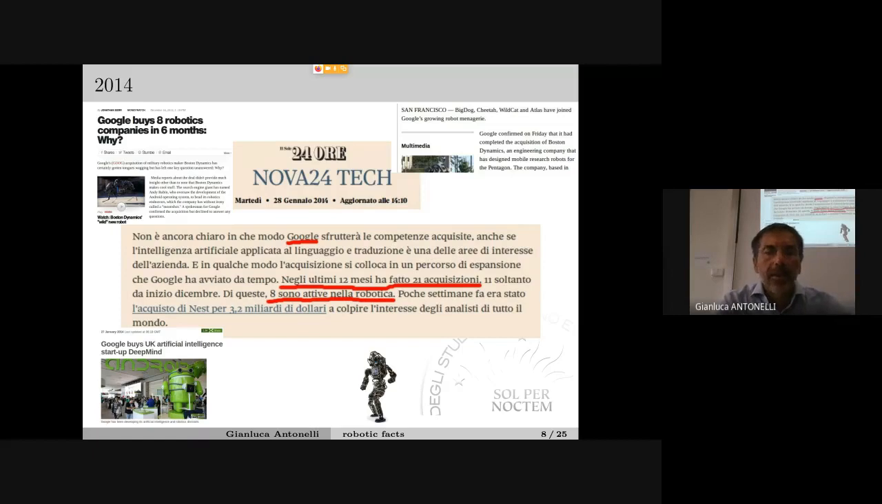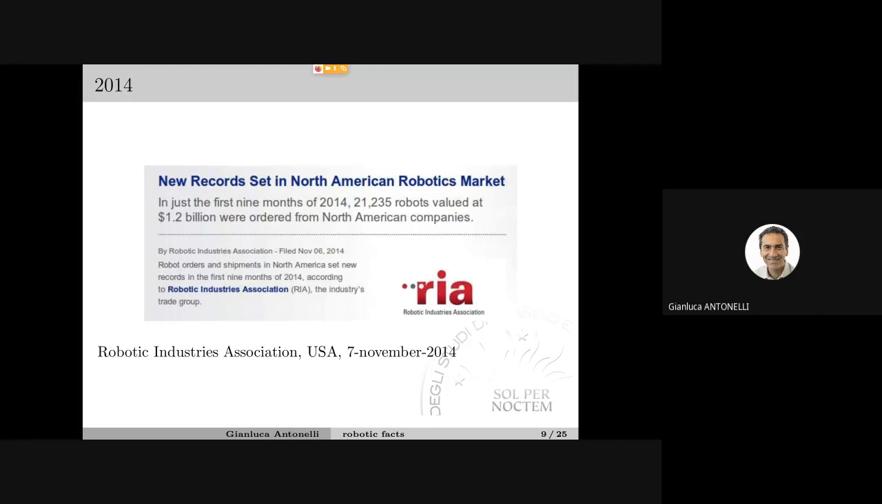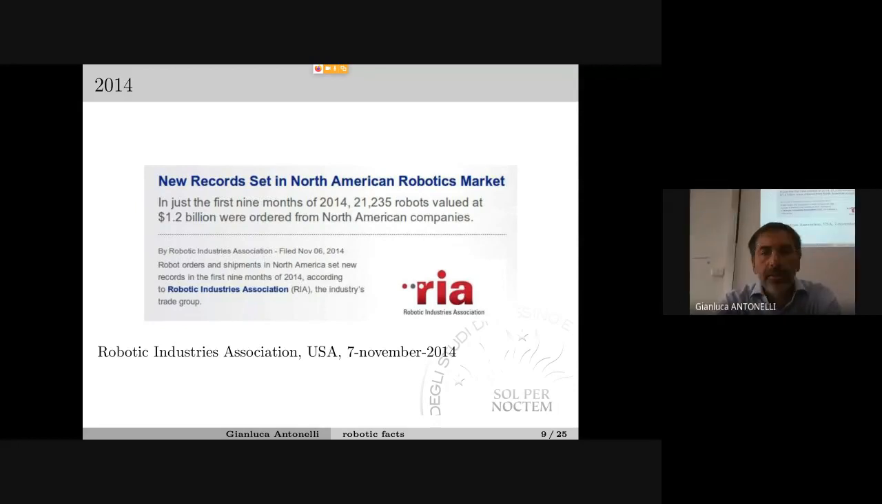2014, this is in Italian, I'm going to translate, but here we have a title in English. Google bought 21 companies in 2014, and 8 of those companies were related to robotics. The others were more or less dedicated to artificial intelligence. 8 were totally devoted to robotics. And there were a lot of rumors about what Google was going to do with 21 acquisitions. Then the same year, we have statistics from the Robotic Industry Association in the United States that says we have a record in the robotics market of sold industrial robots.